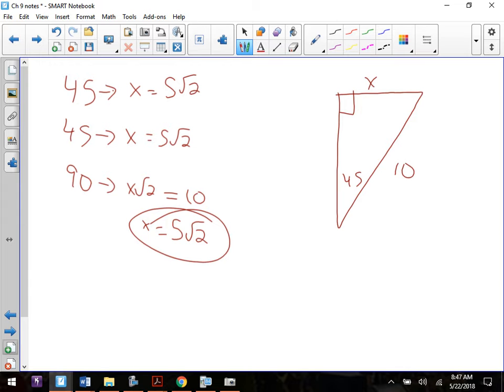Okay. Now, let's say you forgot specials. If you forgot specials, you're going to fall back on SOHCAHTOA. You circle your angle. That's your what? Opposite. 10 is your? Try again. It's hypotenuse. What trig function is opposite over hypotenuse? Sine.